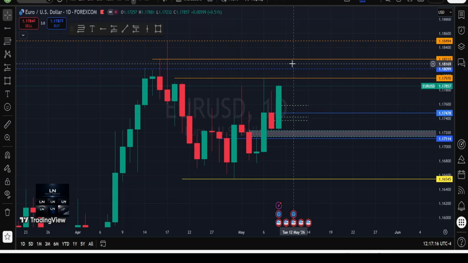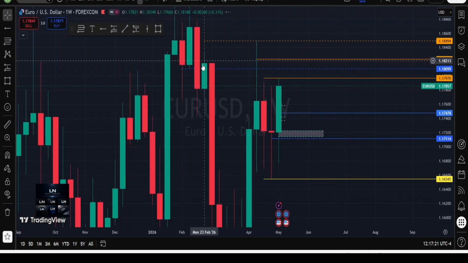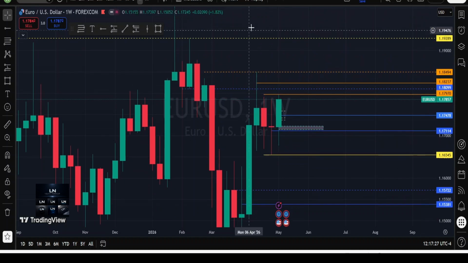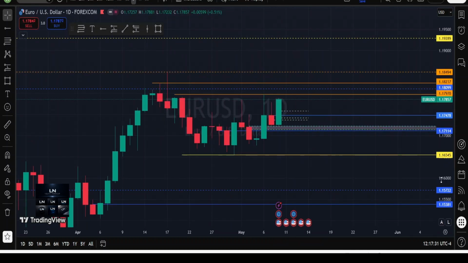What is price seeking on the weekly time frame? First, like we said, price is looking out at this level before it could get to this level. So if we drop to the daily time frame, what is price also seeking?